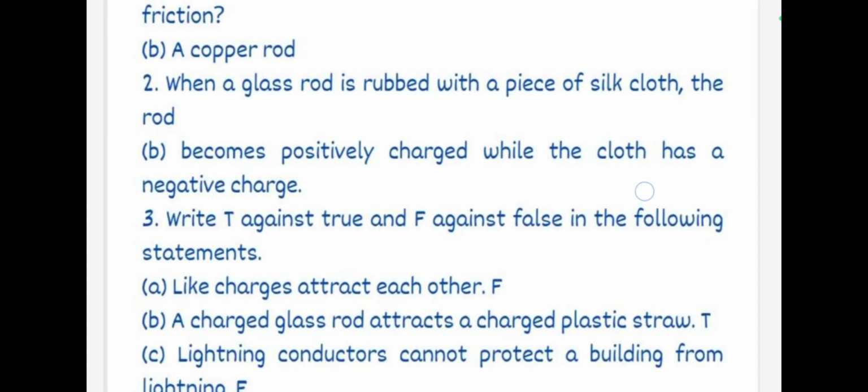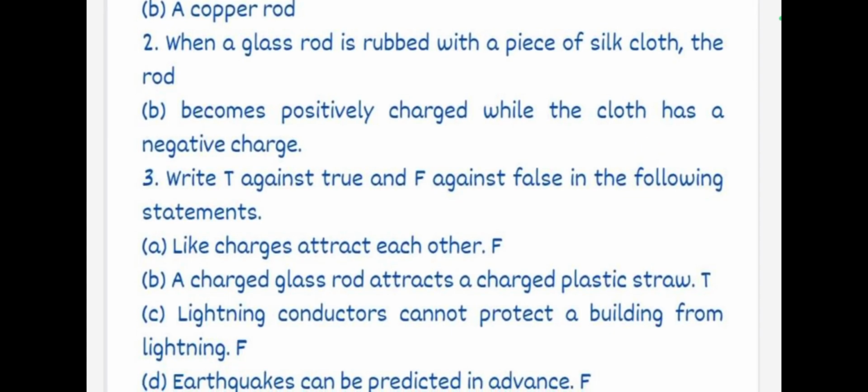Question 2, when a glass rod is rubbed with a piece of silk cloth, the rod, answer option B, becomes positively charged, while the cloth has a negative charge.